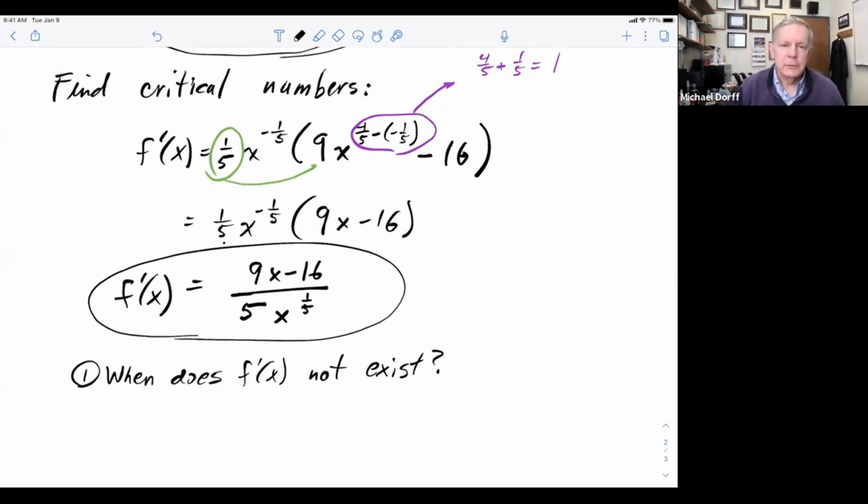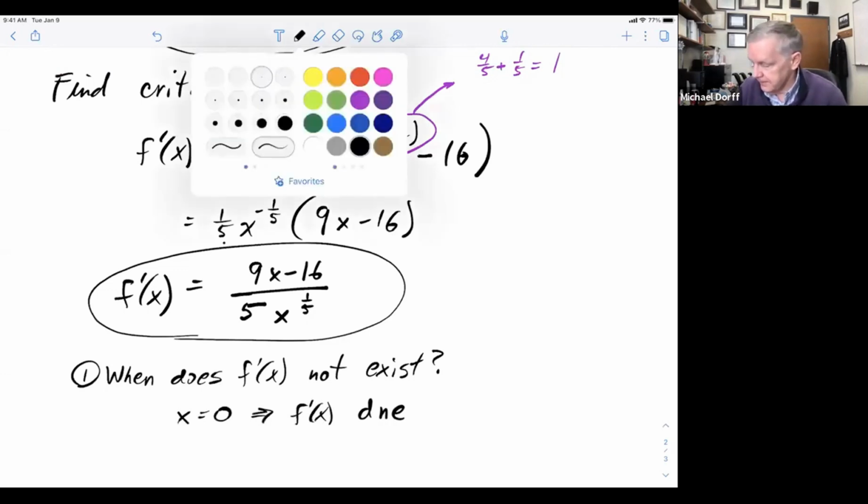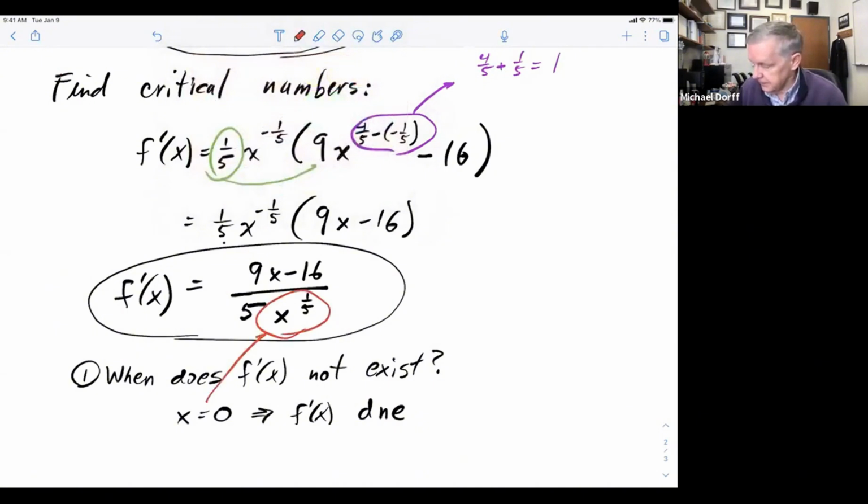Well, we have no logs, we have no square roots here. All we have is x to the 1/5, so that's an odd root, so we don't have to worry about negatives. But we do have x in the denominator. So we have x to the 1/5 in the denominator. We could get 0 in the denominator if x equals 0. So x equals 0 implies that f prime of x does not exist, because then we have 0 in the denominator.